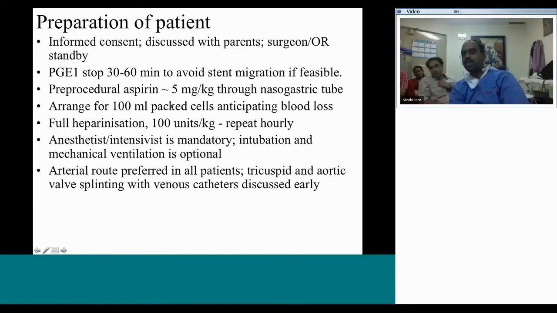Arrange for about 100 ml of packed cells, anticipating a blood loss, and keep it ready. Full heparinization, 100 units per kilogram. You give, and if the procedure is getting more than 1 hour, repeat at least half of the dose.